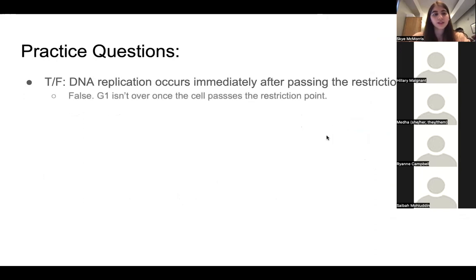So they said false in the chat. Yep, so false. That's because G1 isn't over once the cell passes the restriction point. It still has some more growing to do. It still has to prepare for S phase. So it's not immediately ending G1 and going into S phase once it passes the restriction point.